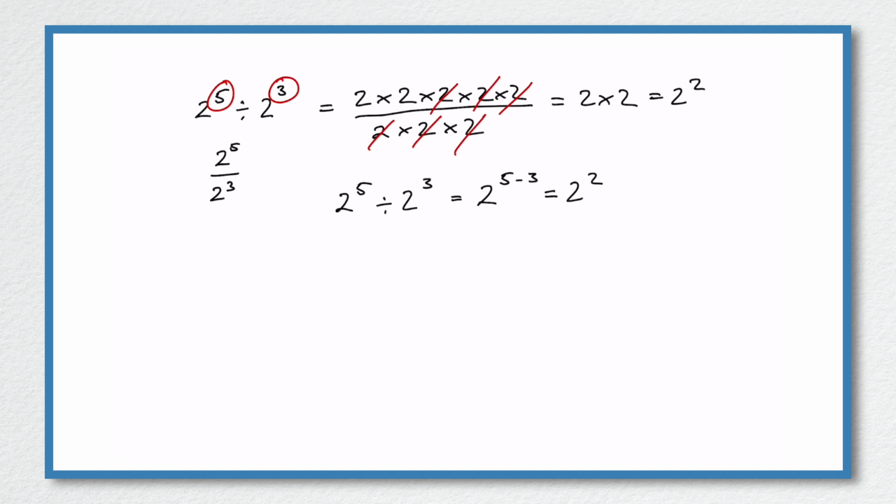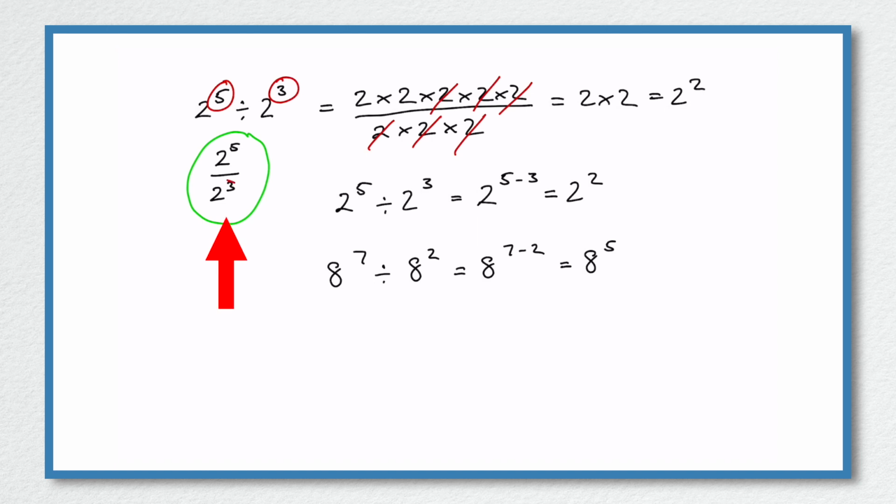So if I had 8 to the power of 7 divided by 8 to the power of 2, that would be 8 to the power of 7 subtract 2, which is equal to 8 to the power of 5. If we look at the way it's written here, 2 to the power of 5 over 2 to the power of 3, it means 2 to the power of 5 divided by 2 to the power of 3. If we look at this 3 here and this 3 here, we've ended up with minus 3.